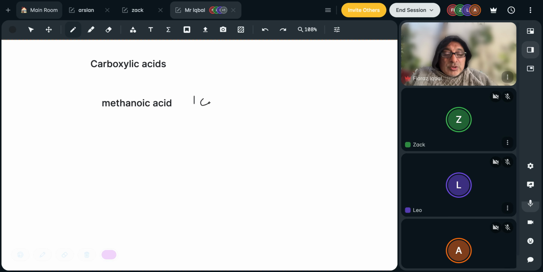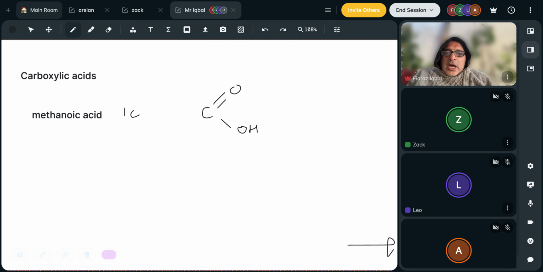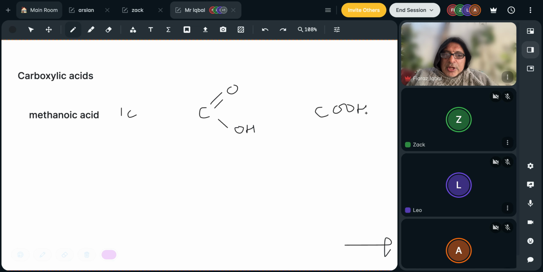This is the hardest one to get your head around. C double bond O, OH. This is how a carboxylic acid looks. And a short way of writing this is C double O H. This is the same thing. It looks weird to young students.